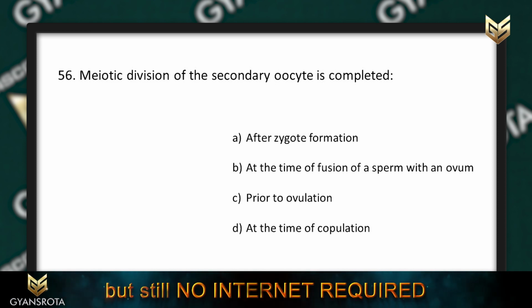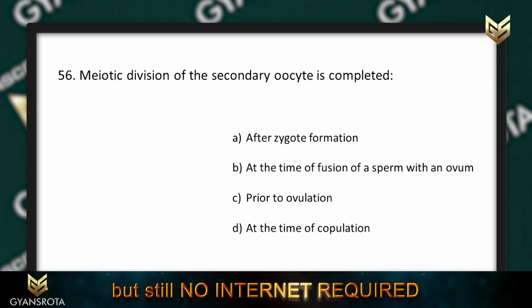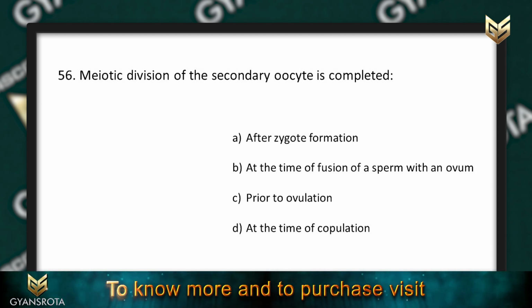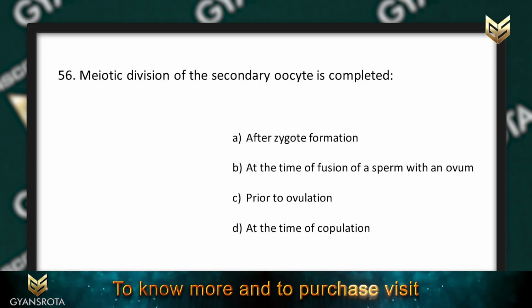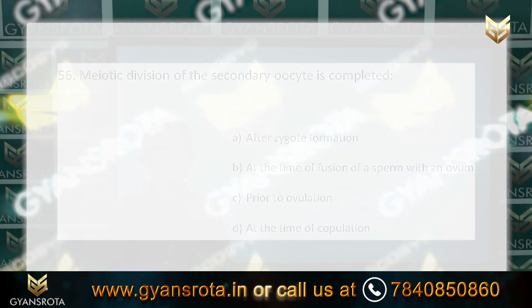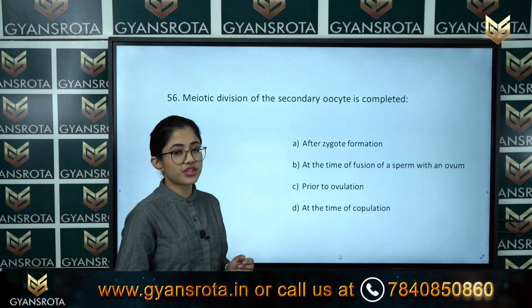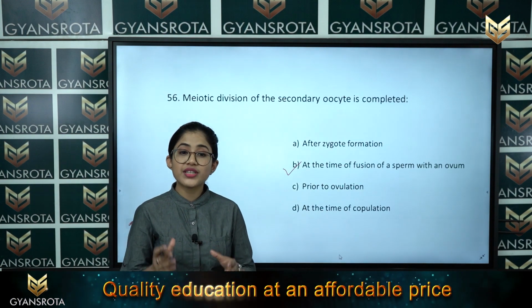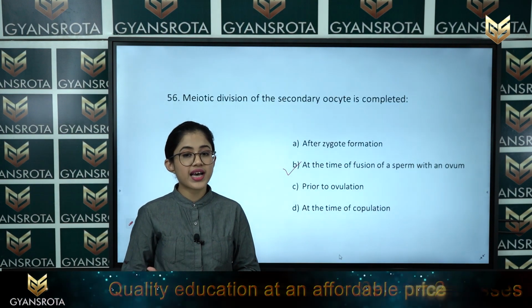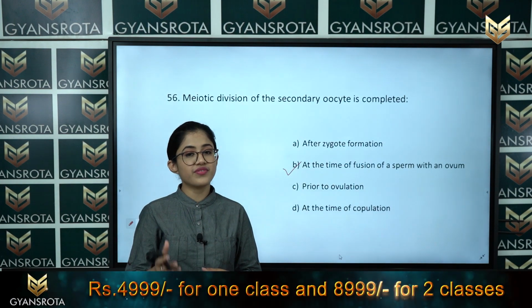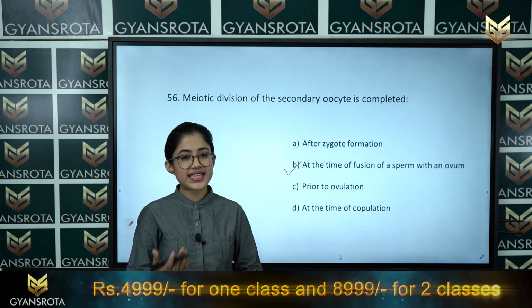So, student, this is a very easy question. While discussing oogenesis, we have discussed that the secondary oocyte is completed at the time of fusion of sperm with an ovum. So, among these following 4 options, option number B is the correct one. So, meiotic division of the secondary oocyte is completed at the time of fusion of a sperm with an ovum. So, this is the correct answer.